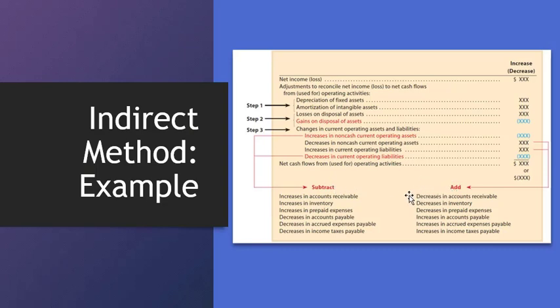We use the same logic over here. A decrease in accounts receivable means more customers are paying us. Well, if more customers are paying us, that has a positive effect on cash flow. So we're going to add that. And that's kind of the logic that you have to use on each of these. You have to really think about the account and think about how this change affects us from a cash flow perspective.